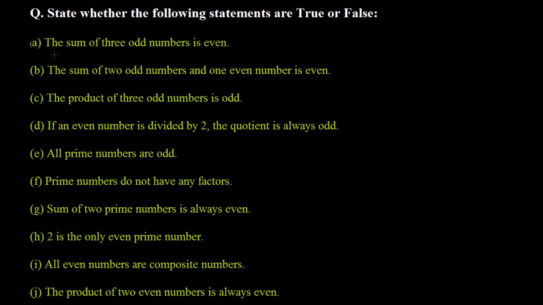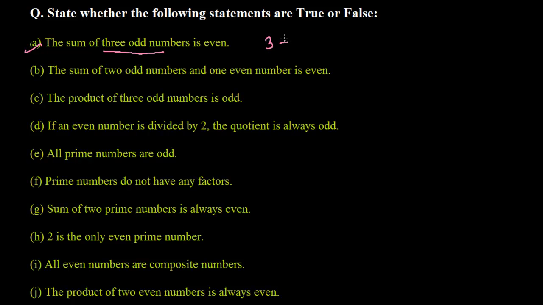All right. First one is here. The sum of the three odd numbers is even. So how can we be sure whether it's true or false? For that, you just take an example. Let's add three odd numbers. Simple, we are doing here.